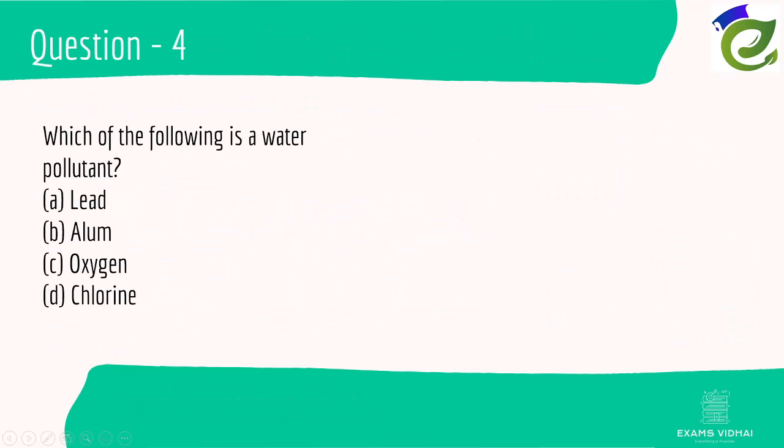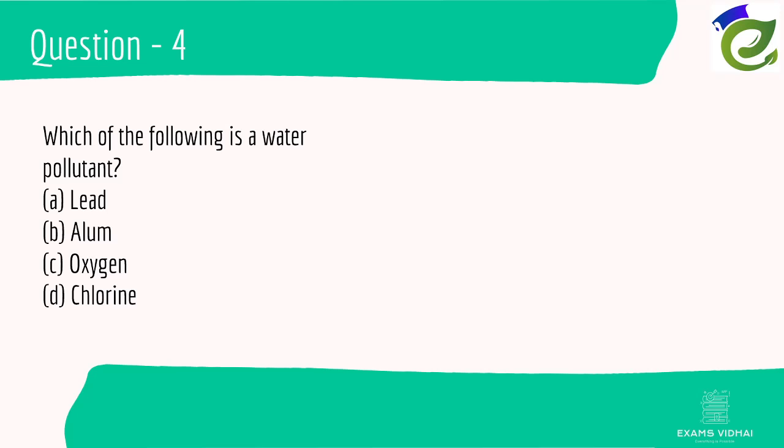Which of the following is a water pollutant? Lead, aluminum, oxygen, chlorine. The hint I would give you is that it is an industrial pollutant. So you can pause this video, find the answer and return back to this video. For those who want the answer, continue watching.